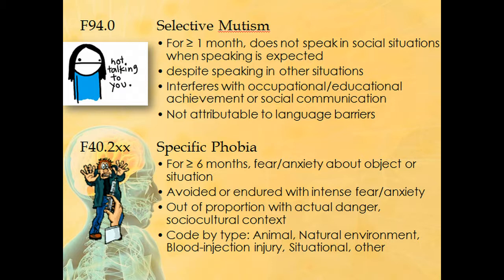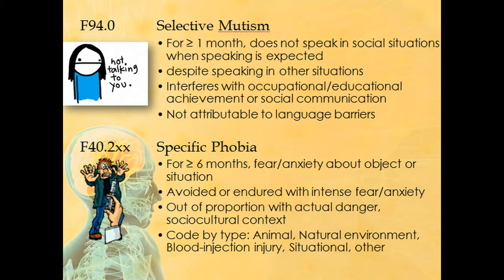Specific phobia. This is commonly known as a variety of phobias, heights, animals, natural environment that cause a person to avoid certain situations. So the criteria are for more than 6 months, the fear or anxiety about the object or the situation result in the person avoiding the object or the situation or enduring it with intense fear or anxiety. This is out of proportion with the actual danger.